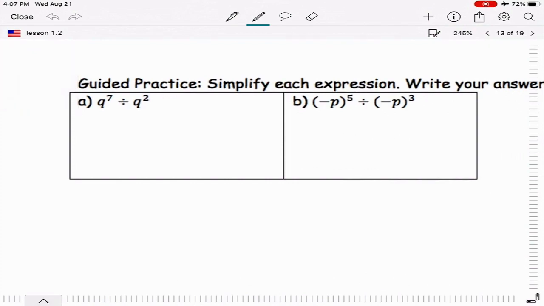Try these two on your own. Be mindful if your base is a negative and there's parentheses. When your base is a negative and there's parentheses, ask yourself, is the exponent odd or even? If it's odd, leave it alone. If it's even, then the negatives cancel out. You've got to make your base positive.